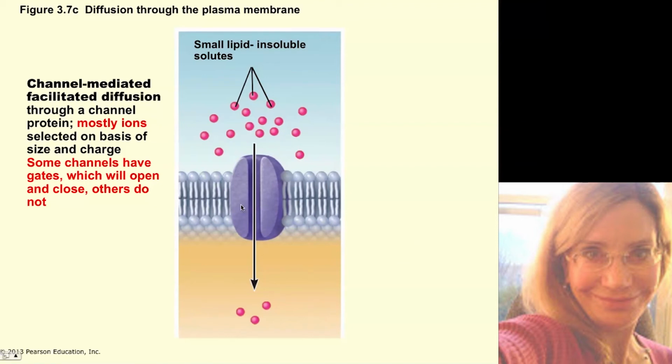There are sodium channels for sodium ions. There are potassium channels for potassium ions. There are chloride channels for chloride ions. Some of these channels have the gates, which will open and close. Other ones do not. So they're representing both right here. You can see this passageway, which is a channel.